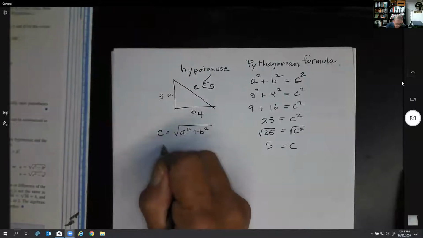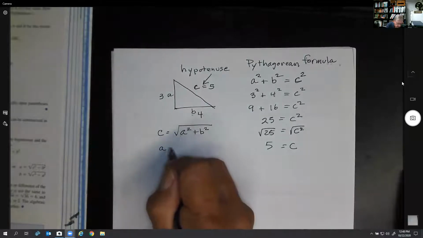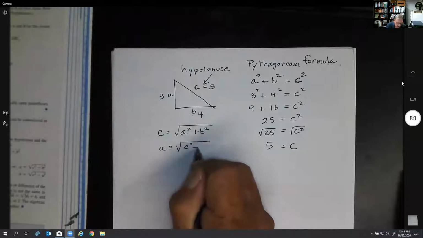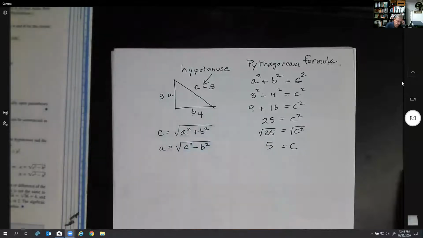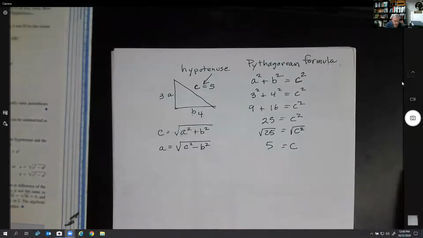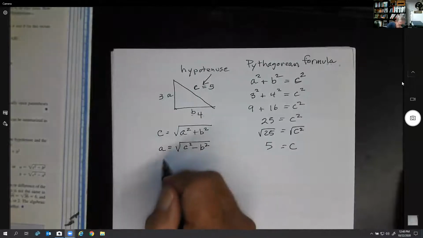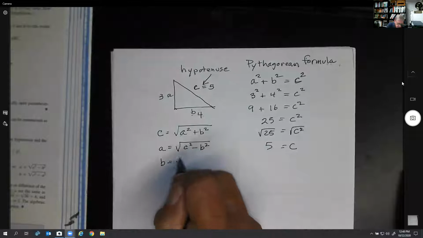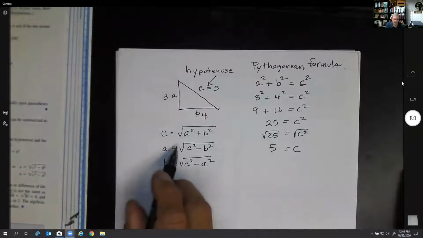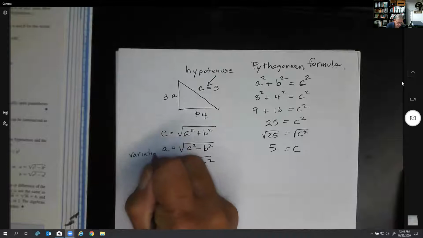Just to make it easier, sometimes we know the longest side, we're trying to find a different side. If we were trying to find A, that would be the square root of C squared minus B squared. Here we have a minus because this is a big number, smaller number. Again, square, subtract, then square root. And B would be C squared minus A squared. So these are what we call variations of the main formula.